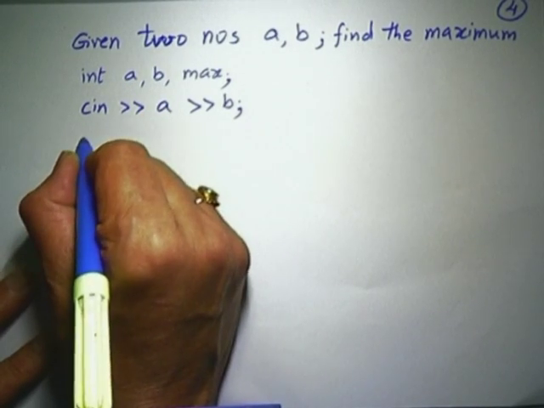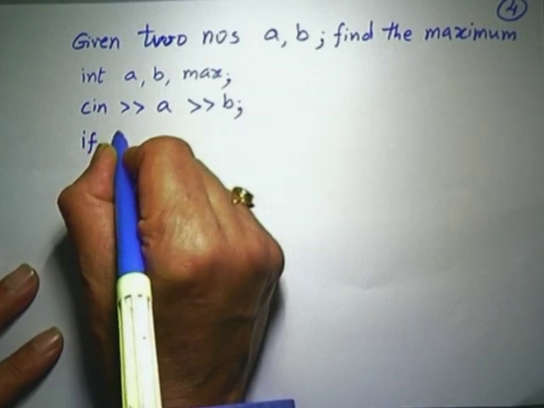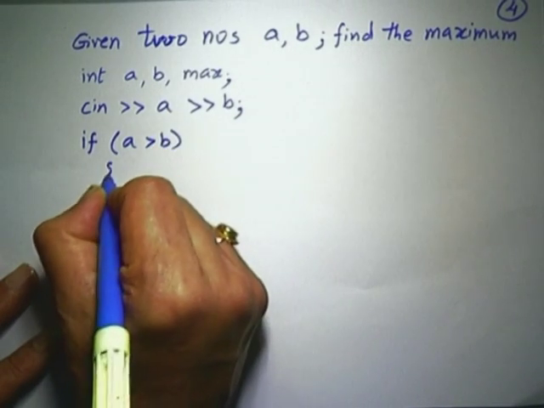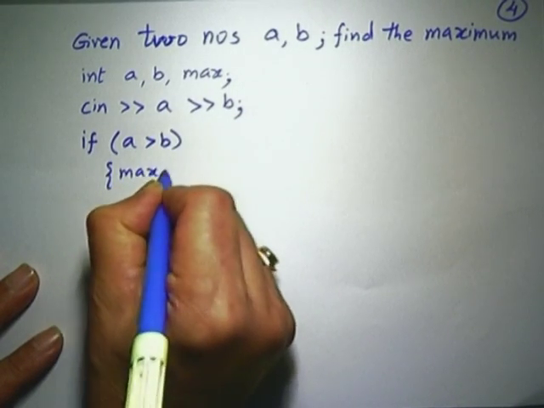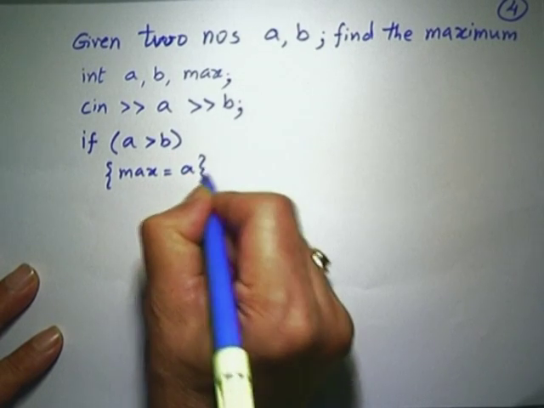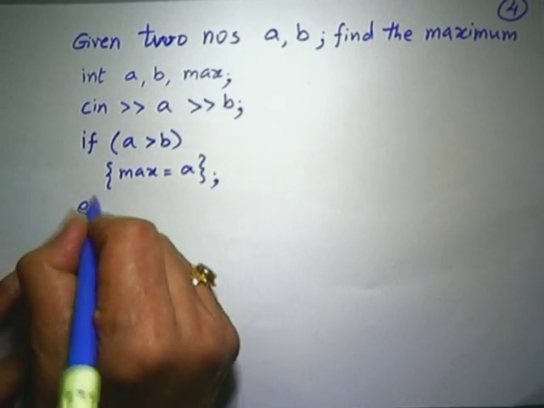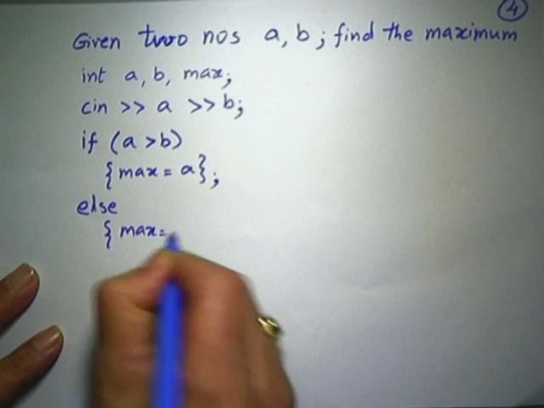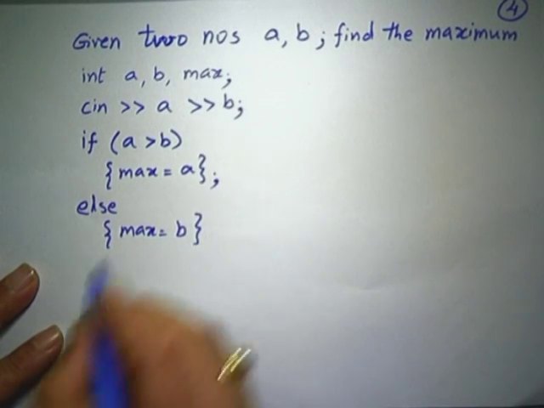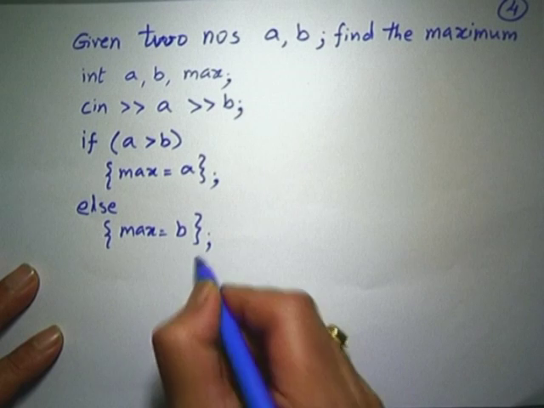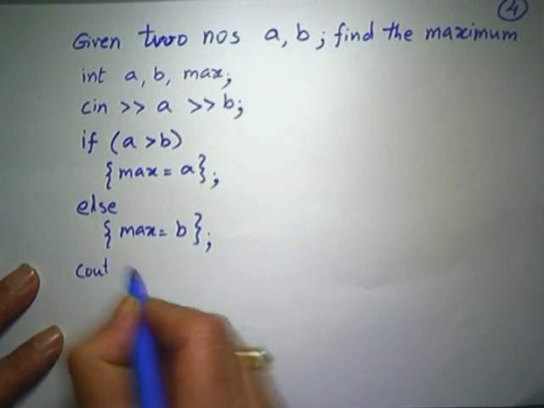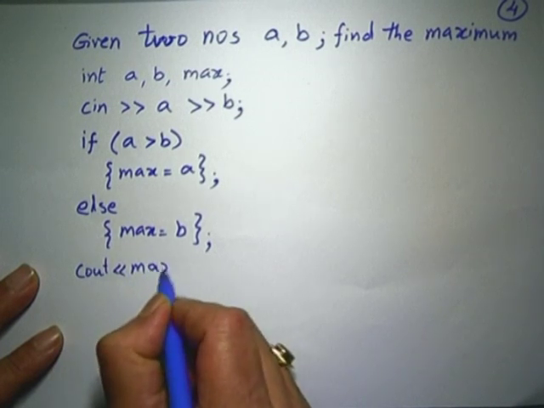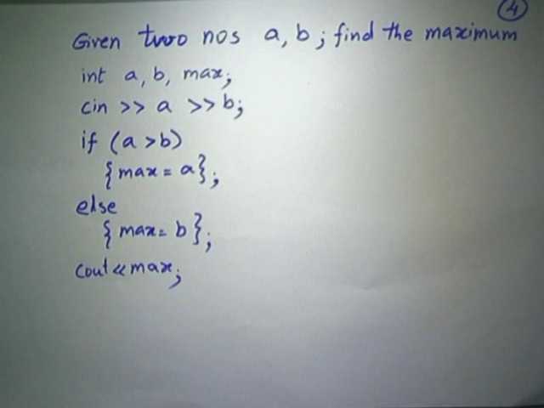So I could write an if statement of the type, if A greater than B, max is equal to A, else max is equal to B. And then when I output max, I will get the maximum of these two numbers.